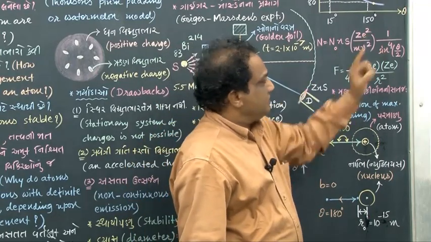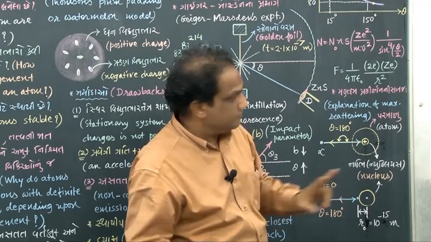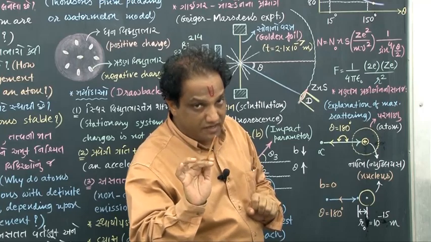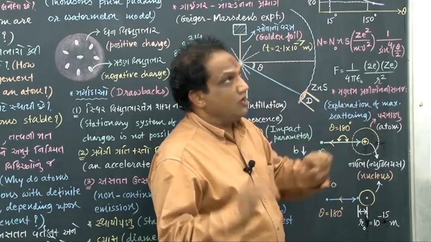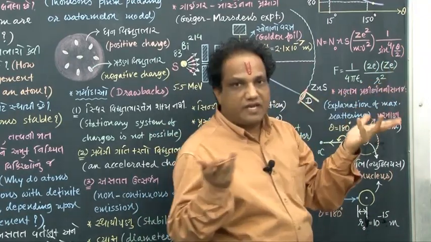What is small e? The charge of one proton, or the magnitude of the charge of one electron. What about m? It is the mass of one alpha particle. V is the velocity of the alpha particle. What about theta? The angle of scattering.